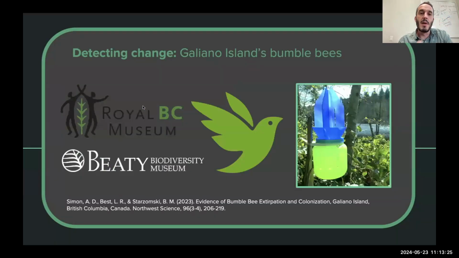So in this study, we combined several sources of biodiversity data to establish evidence for historical change in the community, including voucher specimens accessioned at the Royal BC Museum and the UBC Biodiversity Museum, iNaturalist observations, and then bumblebees sampled using blue vane traps.